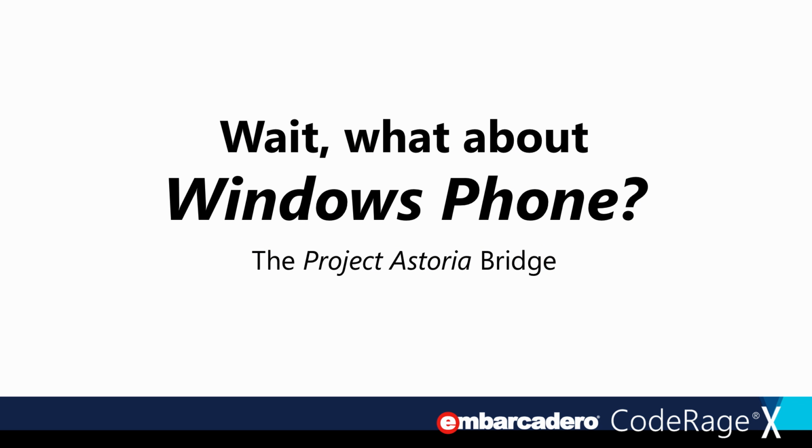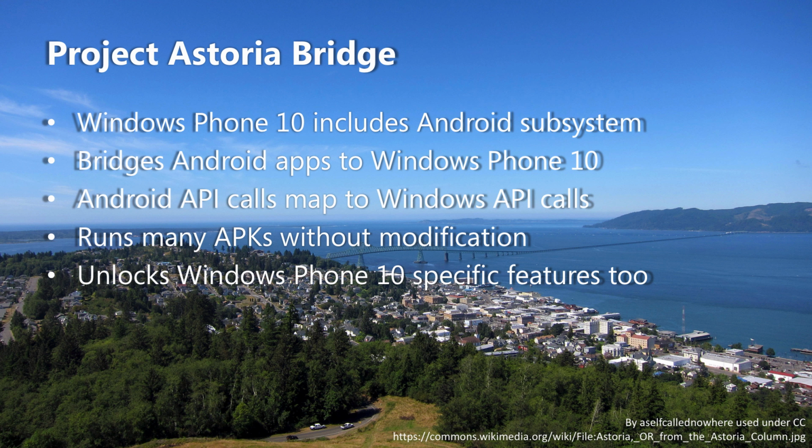Wait, what about Windows Phone? Part of being a UWP app is that you can get access to Windows Phone. Well, that's where Project Astoria Bridge comes in. Astoria Bridge is a bridge between Android apps and Windows Phone apps. Windows Phone 10 is going to include an Android subsystem that's going to map Android API calls to Windows API calls. So it's not virtualizing it, it's not running Android OS, it's just mapping those calls through the subsystem. This means that most APKs will run without modification on Windows 10. It also unlocks Windows Phone 10 specific features if you want to update your app to take advantage of those.